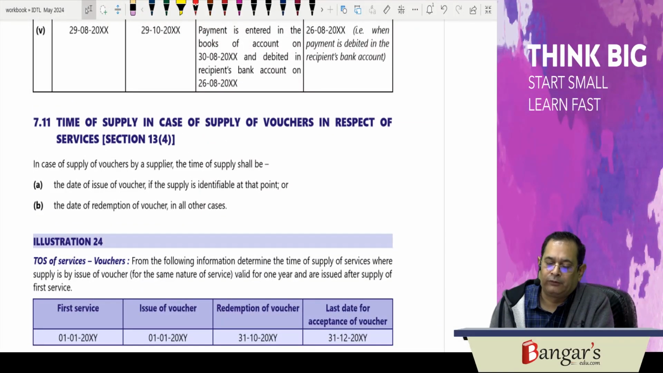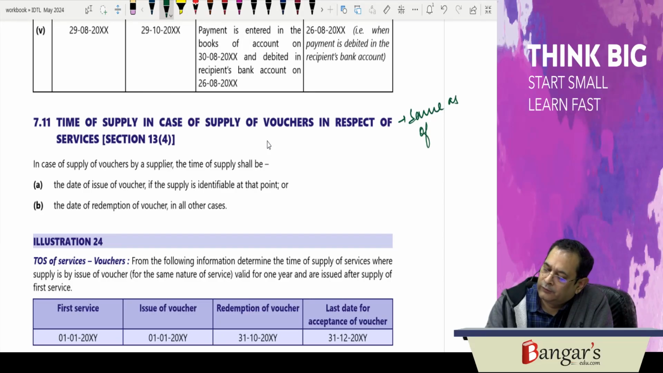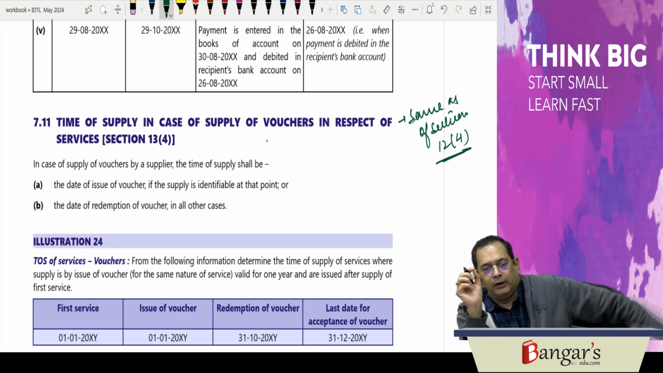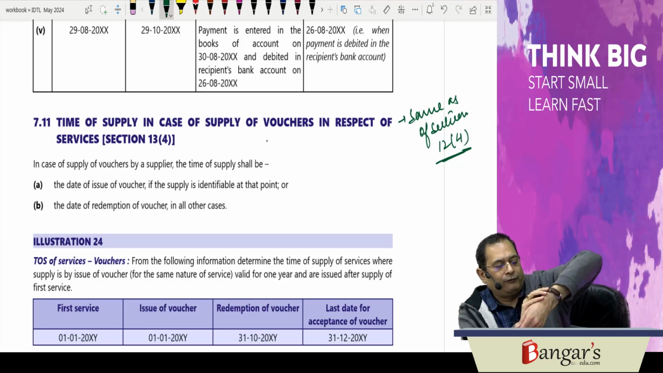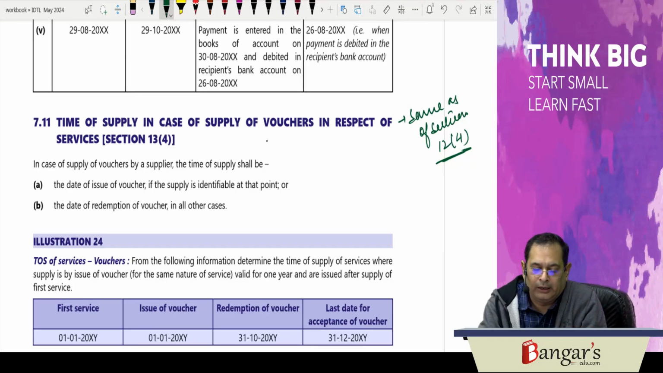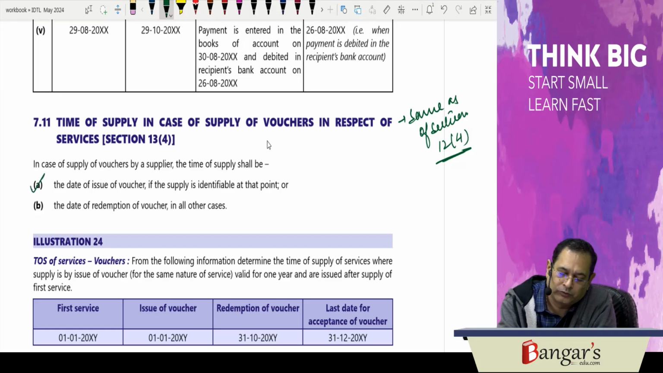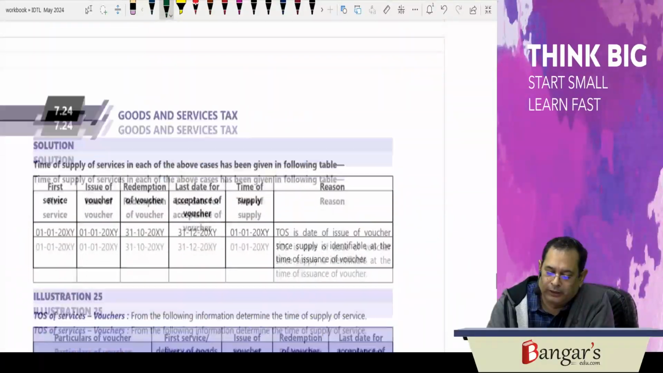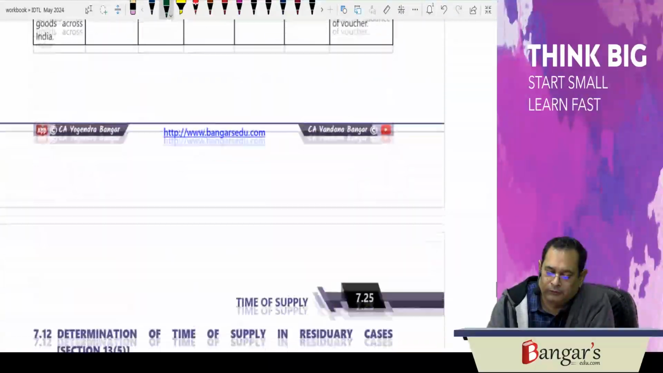Here, the time of supply in respect of vouchers is the same as section 12(4). As for goods, as for services, they are the same. In case of supply of vouchers by a supplier, where the supply is identifiable at the time of issuance of voucher, the time of supply will be the date of issuance of voucher. If the supply is not identifiable, it will be the date of redemption of voucher.